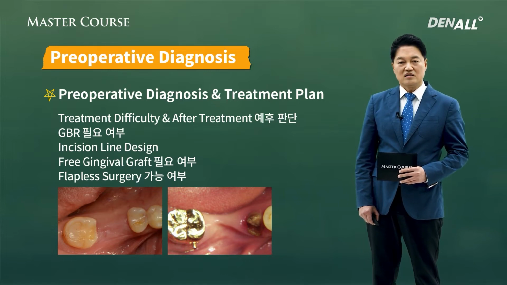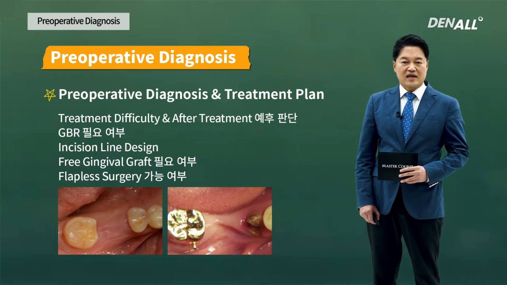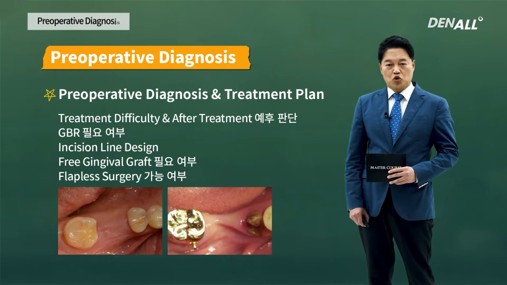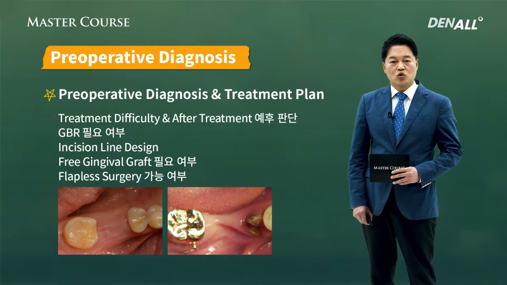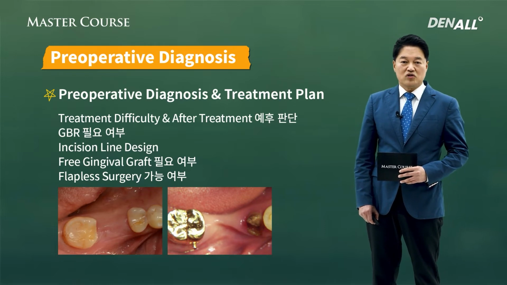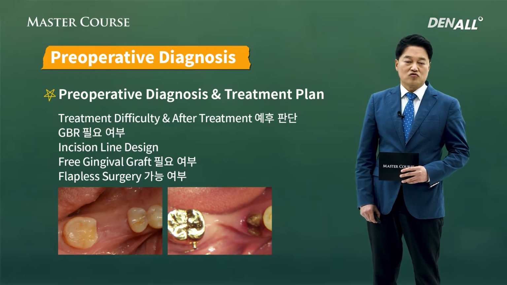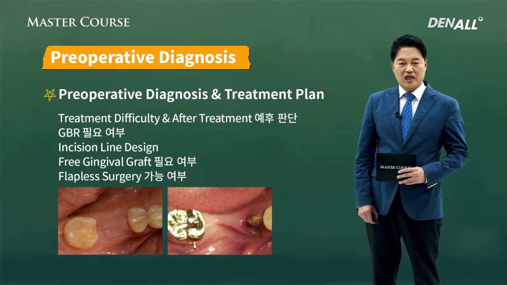On the right, you need to divide the remaining attached gingiva equally on left and right, so the incision line needs to be made lingually. Also, because there is severe bone resorption, GBR is imperative. On the right, there's a lack of attached gingiva, so free gingival graft can also be considered. On the other hand, in the case of the left, we can consider flapless surgery as well.